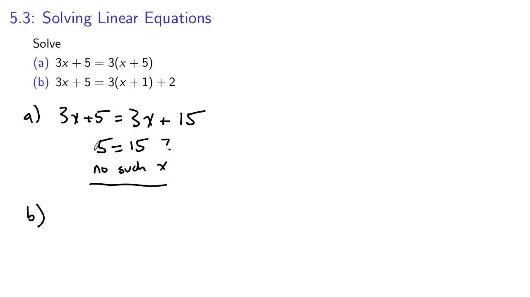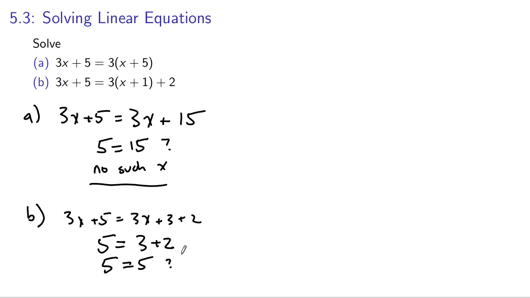B. 3x plus 5 equals 3 times the quantity x plus 1, distributing, plus 2. We get 3x plus 3 plus 2. Subtracting 3x from both sides, we end up with 5 is 3 plus 2. We end up with 5 equals 5. Huh? This is always true. 5 is always equal to 5.